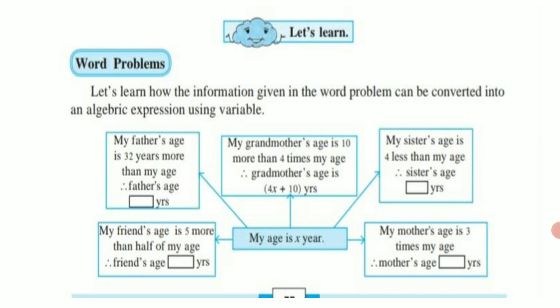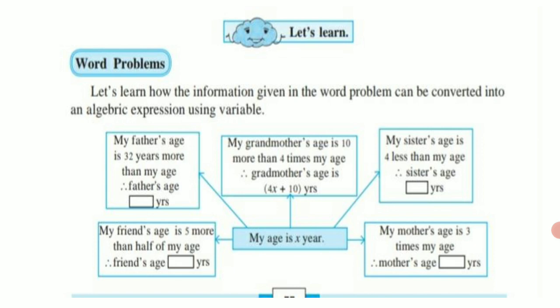Now see what we mean by word problem. Let us learn how the information given in the word problem can be converted into an algebraic expression using a variable. See this chart. My age is x years. Then my father's age is 32 years more than my age. Therefore, father's age is x plus 32 years. My grandfather's age is 10 more than 4 times my age, it is 4x plus 10 years.